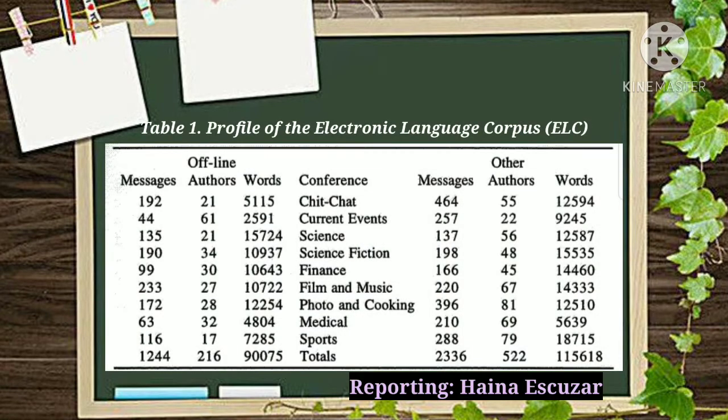So we are here to tackle the profile of the electronic language corpus. The corpus consists of 2 subsets, the offline and the other. Offline messages are pre-written and can be positively identified by the presence of a tag. A tag is typically inserted after the last line of a message, which indicates that an electronic mail reader was used. Offline mail reader programs always add this signature as a form of advertisement.